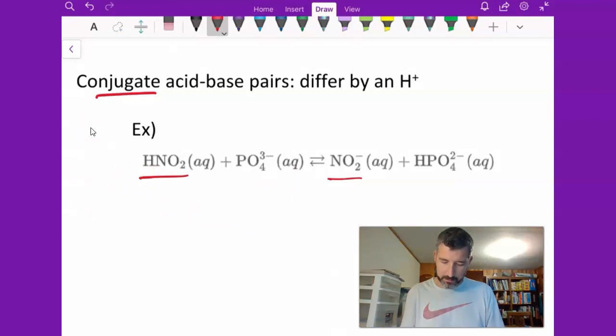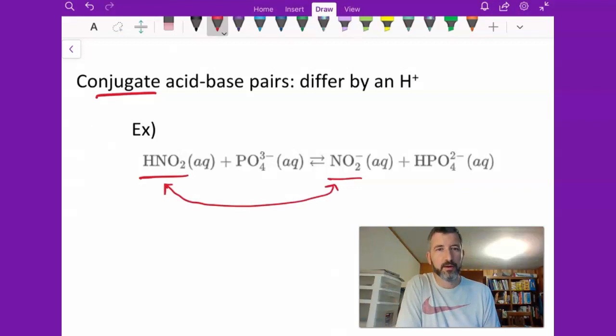So one of the things that I sometimes ask you to do is just connect the conjugates with an arrow. And then you can also say, okay, which one is acting as an acid and which one is acting as a base? Because the conjugate of an acid will always be a base. And I'll show you what I mean. HNO2 is acting as an acid because it's donating a proton to become NO2 1 minus. So it's an acid. I'm just going to put an A for acid.